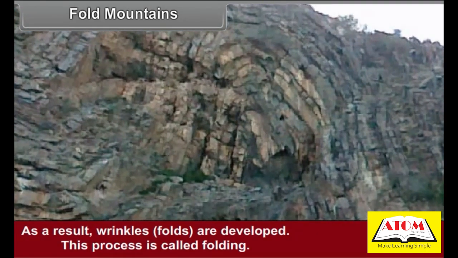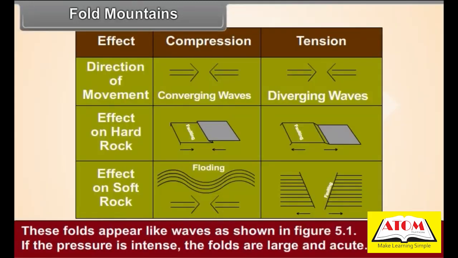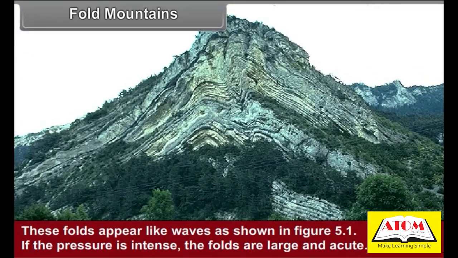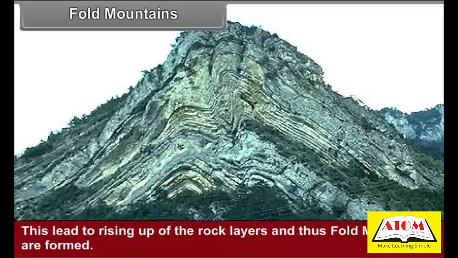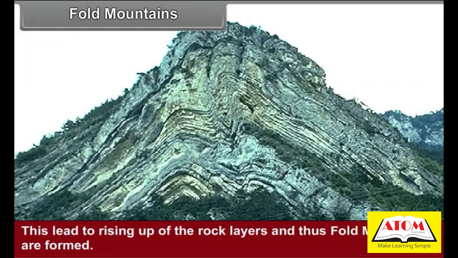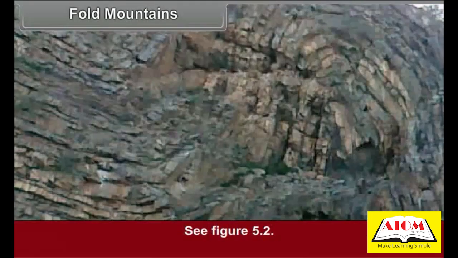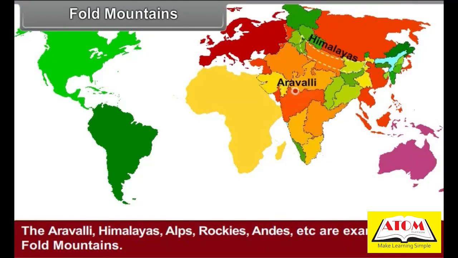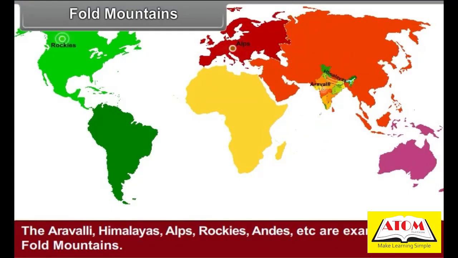This process is called folding. These folds appear like waves as shown in figure 5.1. If the pressure is intense, the folds are large and acute. This leads to raising up of rock layers and thus fold mountains are formed. See figure 5.2. The Aravalli, Himalayas, Alps, Rockies, Andes, etc. are examples of fold mountains.